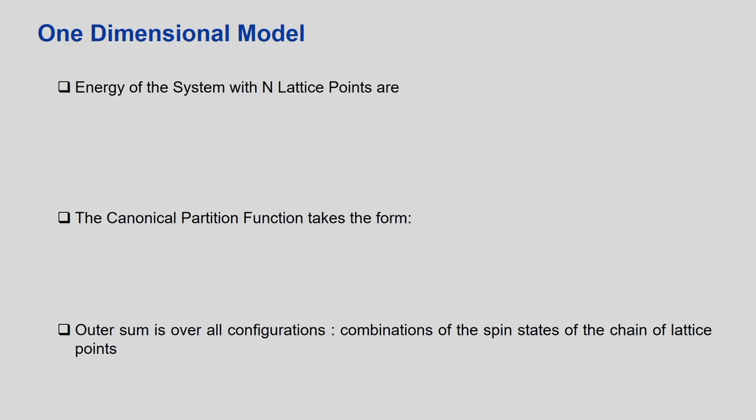So you have to calculate the energy transition across each arrow. The energy transition across each arrow will define the value of the coupling factor. Okay, so we proceed ahead. In this way, we can write the energy of a system with n lattice points.